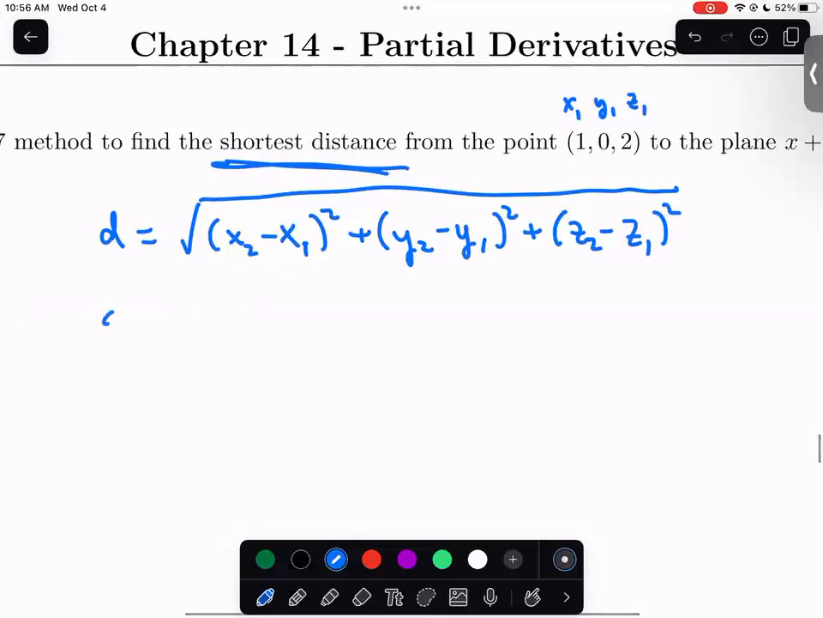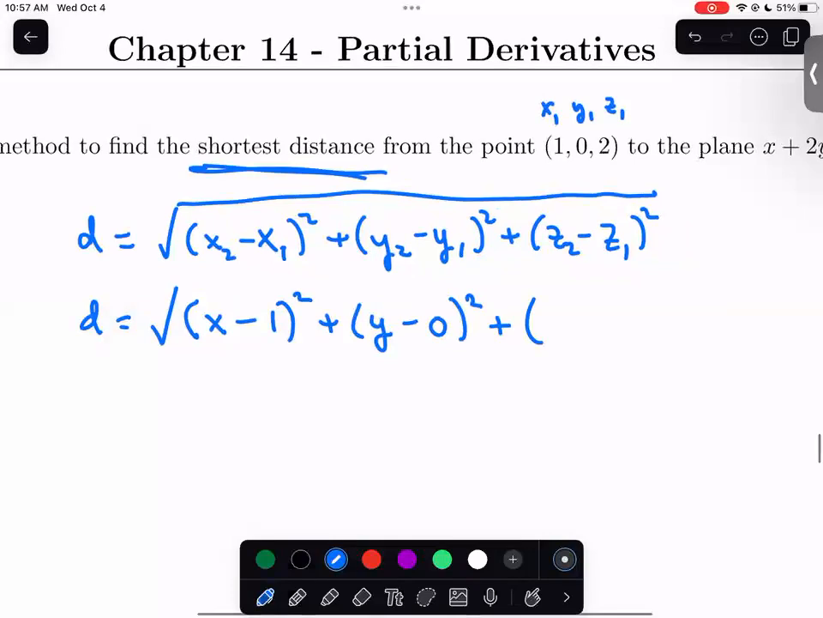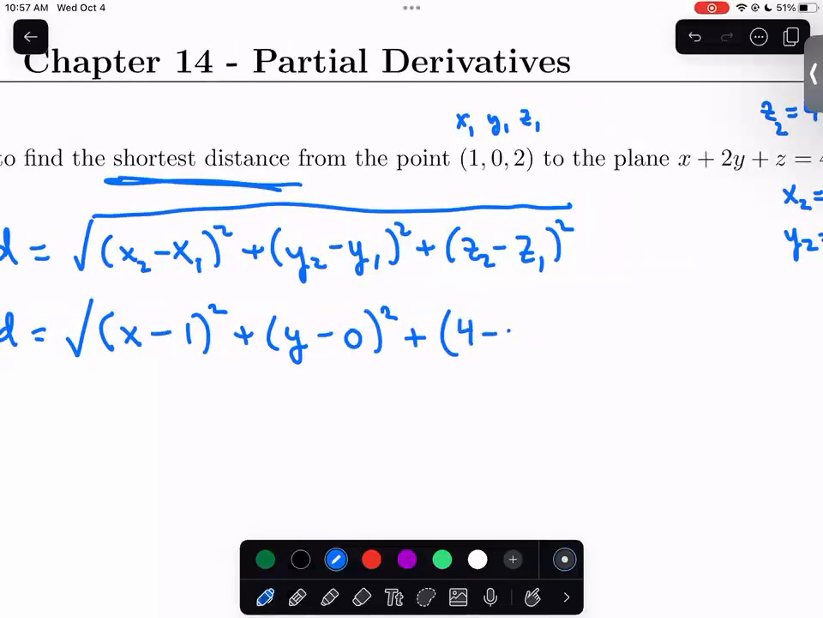So let's substitute some of these things in. x2 is just x. x1 was 1 here. y2 is just y. y1 is 0. And then z2, we're going to swap this out so that we make sure that we're on our plane. So this is going to be 4 minus x minus 2y, minus z1, which happens to be 2.